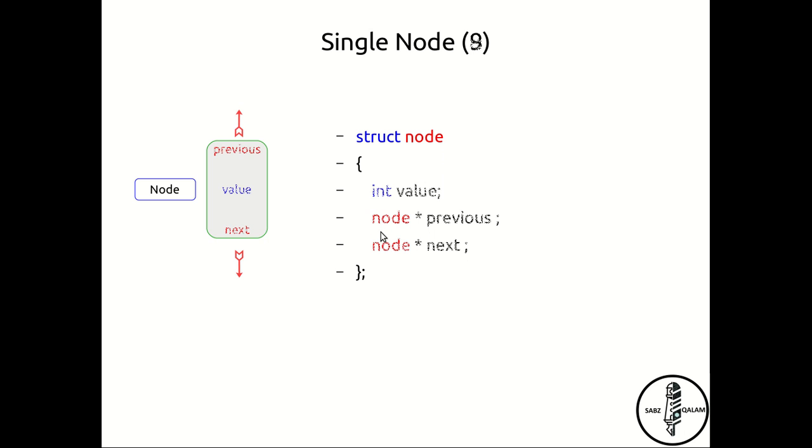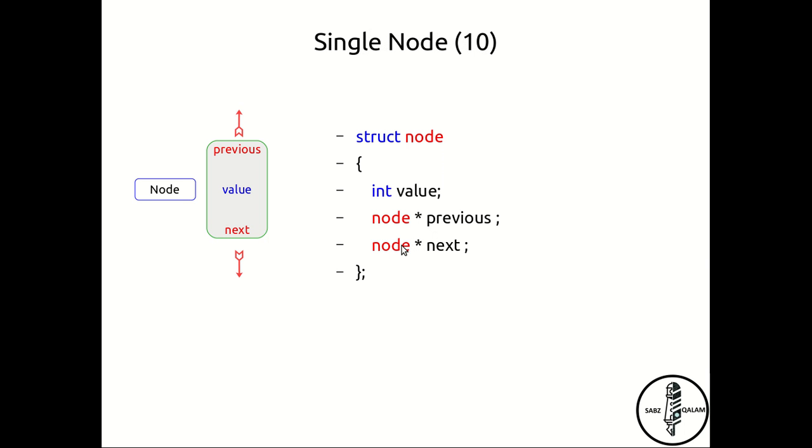And then there is a pointer. You see the asterisk here, that represents a pointer. A pointer by the name of previous that can point to another node, and a pointer by the name of next, which has the capacity to point to another node.